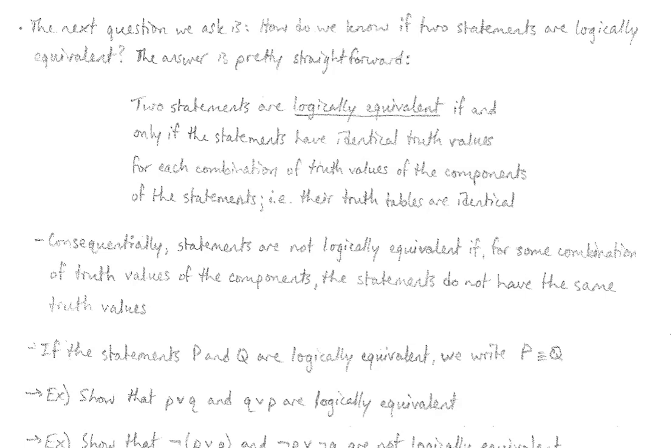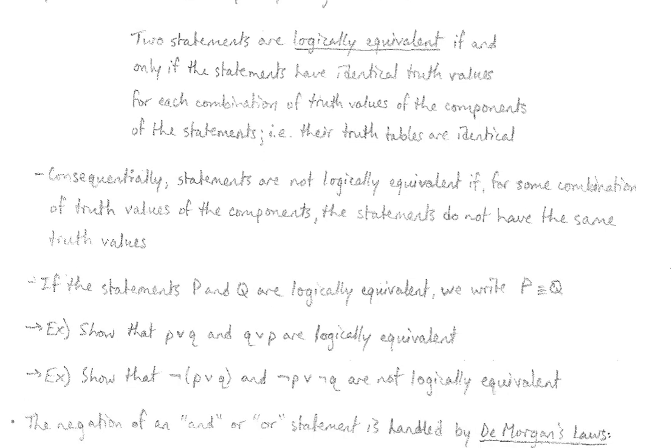If two things are logically equivalent, let's give each of these general statements some name. So let's call them capital P and capital Q. If capital P and capital Q are logically equivalent, we write P, and then that's three horizontal bars, all stacked on top of each other. So P, then three horizontal bars on top of each other, and then Q.